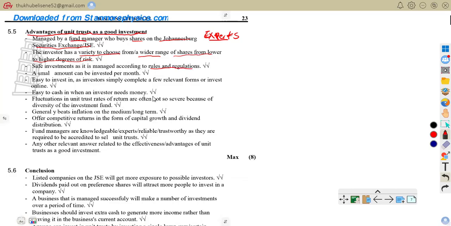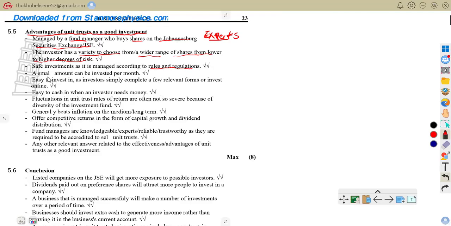So that is a safe investment because there are rules. It is under strict rules. So it is very safe, because you know very well that when you are investing into the unit trust, you are safe because there are rules that are laid down. There are regulations as well.